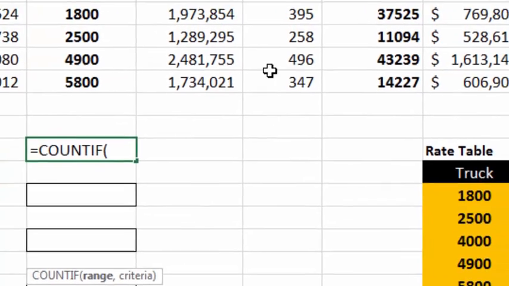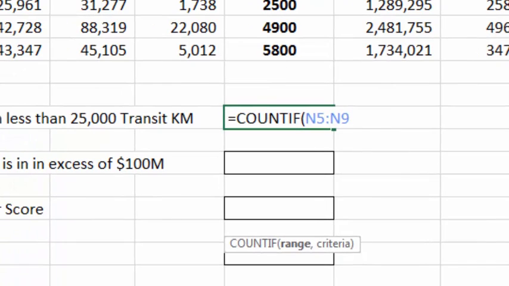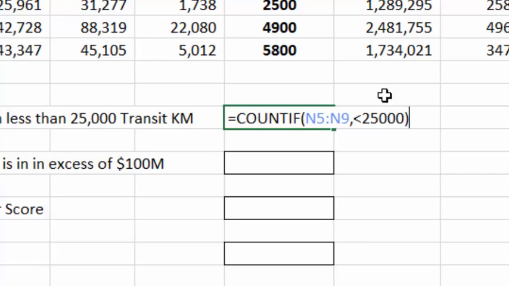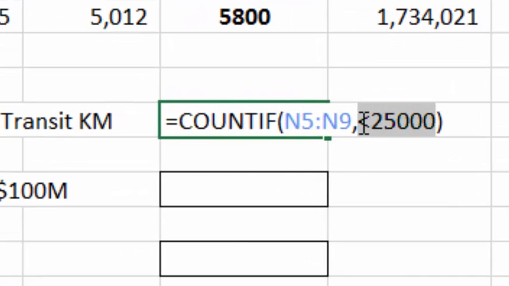Count if, where? In here, comma, any number that is less than 25,000, close the bracket. Now here's the extra thing you have to do. Whatever it is you're searching for, this thing here, right? You remember if statement we did? Very similar. In this case, you have to put quotations. You have no choice. The quotations have to be there, right? That's just the way it is.